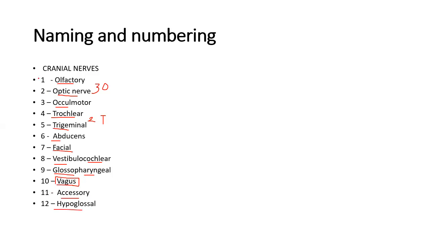You can go on YouTube and check the mnemonics, so many mnemonics that are used for you to remember all the 12. But I bet within 2 weeks, you'll be so familiar with all these numbers. So practice that: olfactory, optic, oculomotor, trochlear, trigeminal, abducens, facial, vestibulocochlear, glossopharyngeal, vagus, accessory, then hypoglossal.